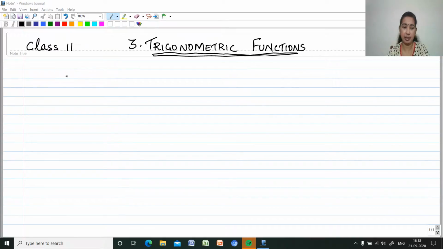Here I am discussing Class 11, Chapter 3, Trigonometric Functions. We know the word trigonometry is derived from the Greek words trigon and metron. Two words it is. And that means measuring the sides of a triangle. So trigon and metron means measuring the sides of a triangle.